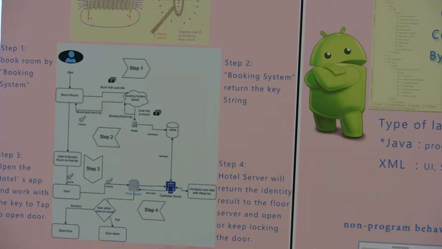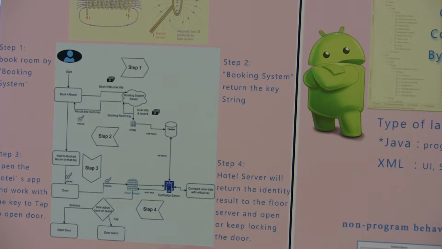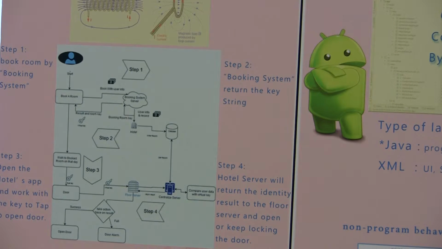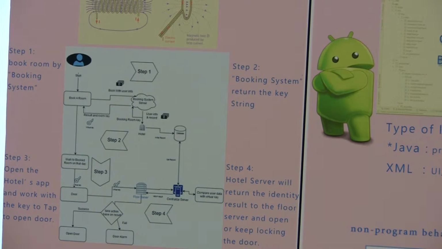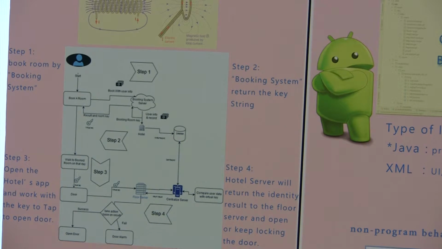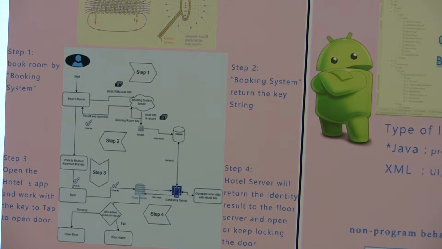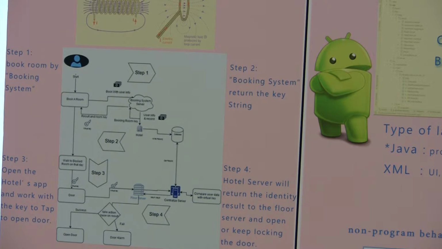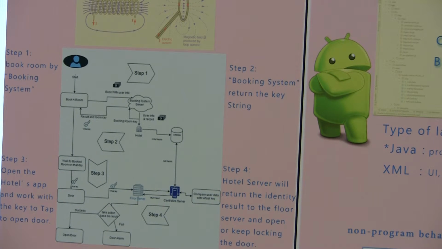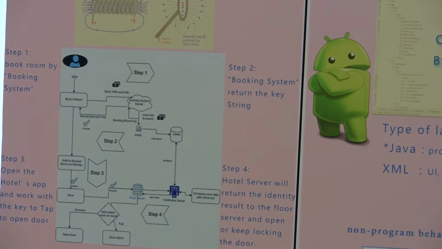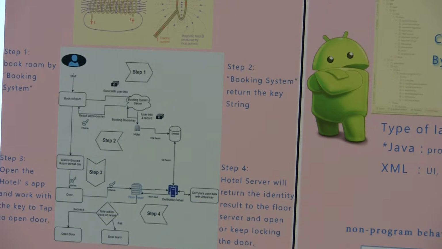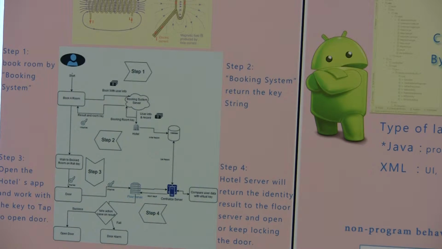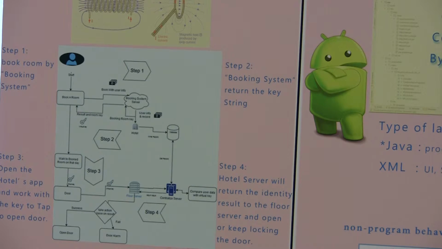Followed by step 3, the user will head to their booked room directly without any check-in process and present their mobile phone in front of the NFC door lock, which will pass the specific virtual key and the booking information of the user to the floor server. Simultaneously, the floor server will request the back-end server to verify the identity of the user. Followed by step 4, the back-end server will return the result to the floor server after doing verification, and based on the result, the floor server will pass the decision of whether to open the door or not to the door lock.